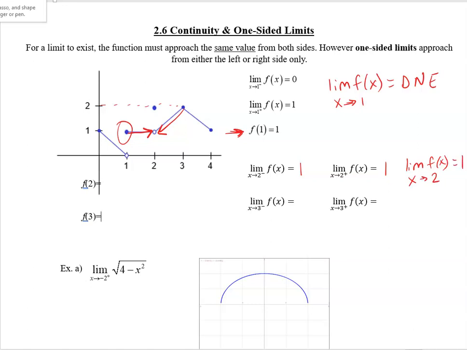Down here I'm asking, this spacing is a little off here, but that's okay. I'm saying, what is f of 2? Notice there's a hole in the graph right here, but it's redefined up here. So f of 2 is 2. That's the value right here. Let's try the next one.